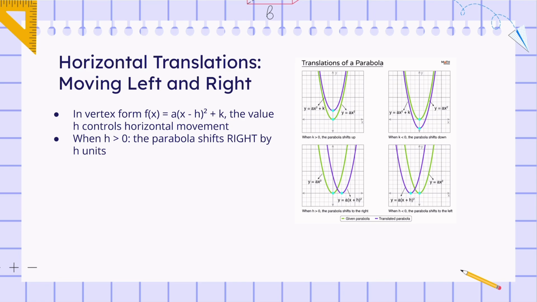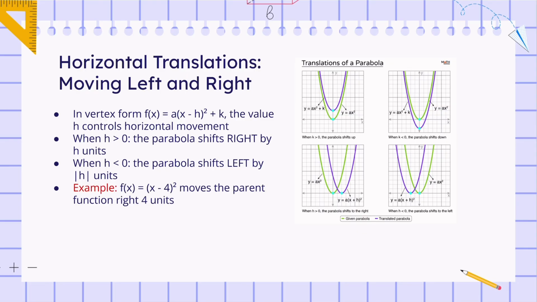If your h is greater than 0, then the parabola is going to shift right by however many units h represents. If your h is smaller than 0, then your graph is going to shift left by that amount of units. Now, what I want you to keep in mind is that we set all things inside the bracket to 0, so you take the opposite sign. If h is positive inside the bracket, then the actual value of h is going to be negative. And if h is negative inside the bracket, then the actual value of h is going to be positive. So remember, always flip the sign before you decide whether it's shifting left or right.